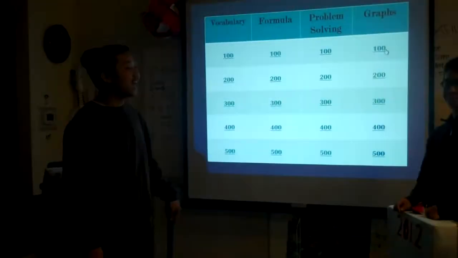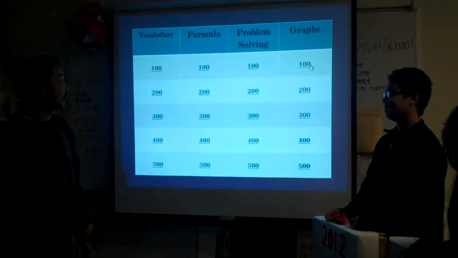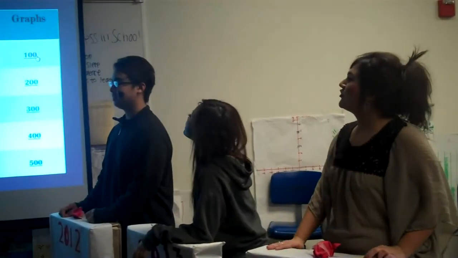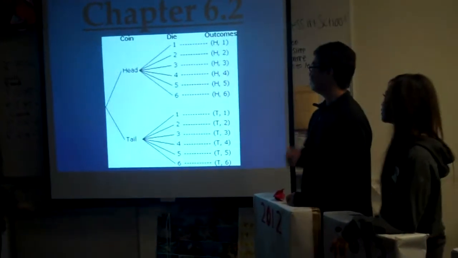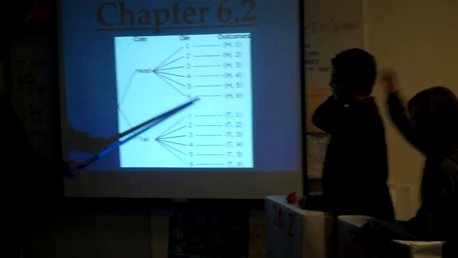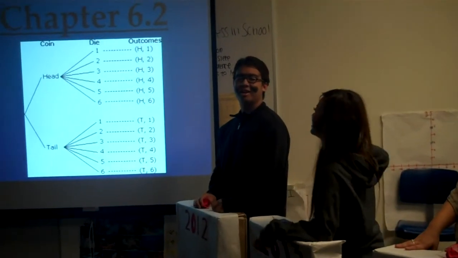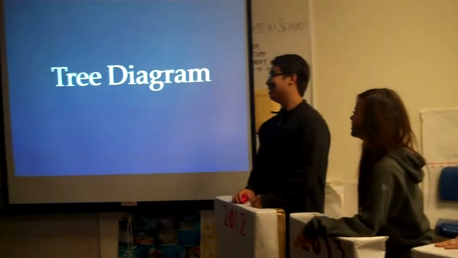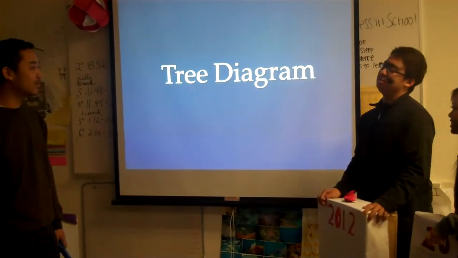Okay. Since Kayla got the right answer for the last round, she may choose the next category. I choose graphs for 100. What is this graph called in 6.2? Yes? Let's see if you're correct. Oh, you're correct. That'll be 100 points for you.